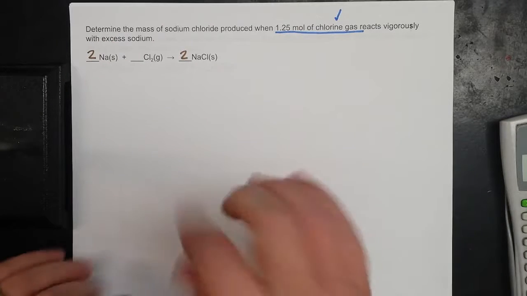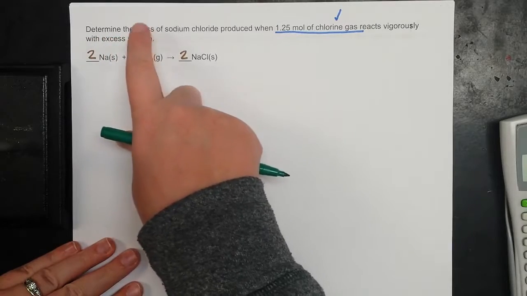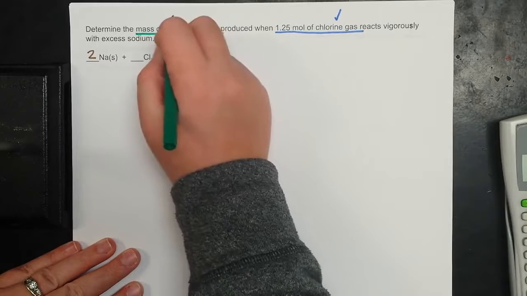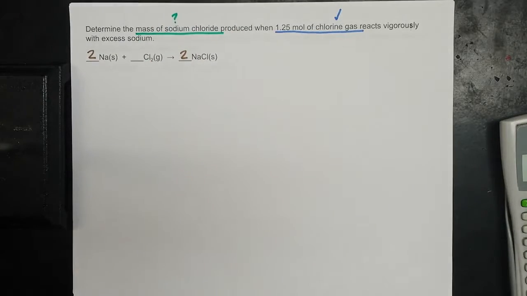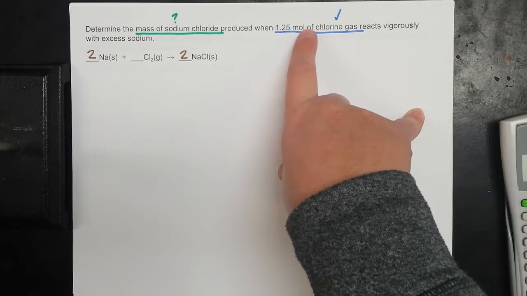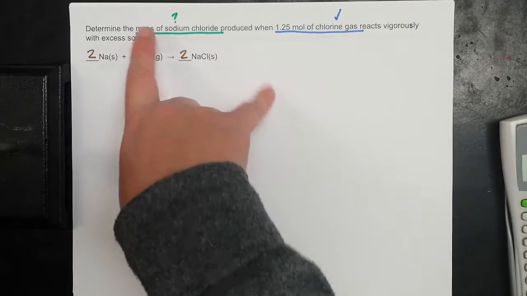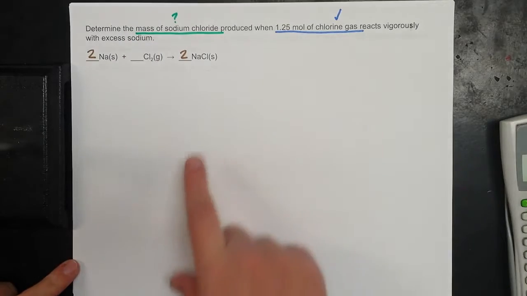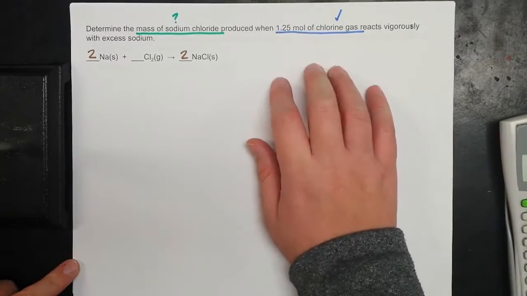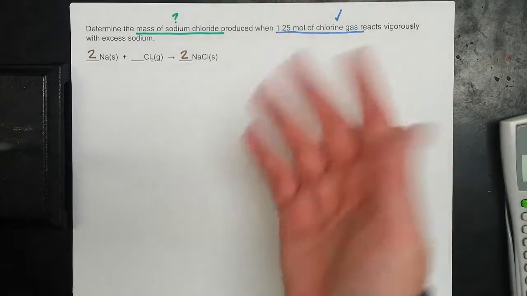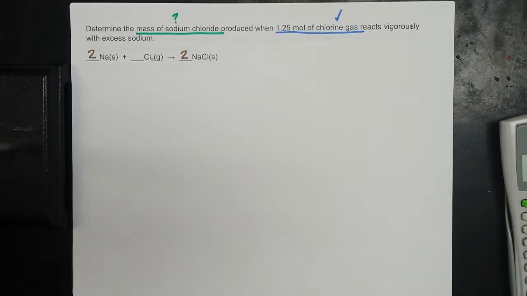So what I'm asked to find is to determine the mass of sodium chloride. So I'm looking for the mass of sodium chloride, if I have 1.25 moles of chlorine gas. So here I start with moles, and now the reason this problem is different is because I'm actually being asked to find mass of another substance, not just a mole-to-mole conversion. So this is why it's slightly different than the ones that we've looked at before, but we work it the same as far as our method goes.